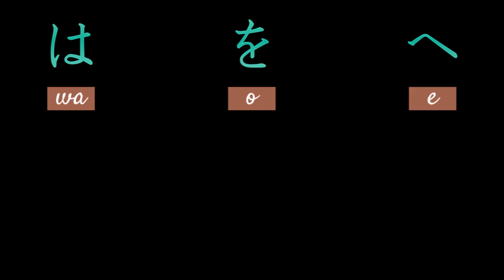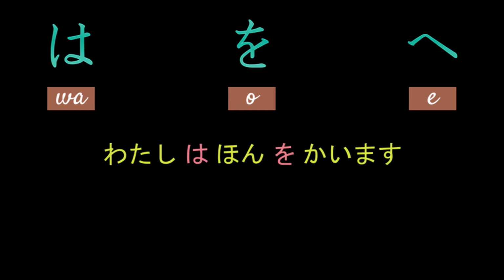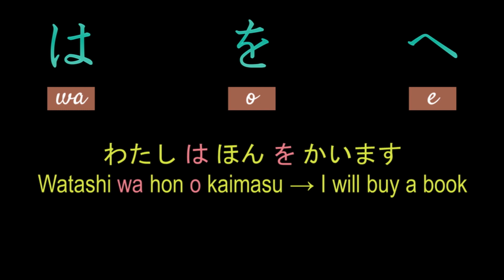Now, let us see a simple Japanese sentence. Watashi means I, hon means book, and kaimasu means to buy. There are two particles in the sentence, wa and o. So the sentence will be read as Watashi wa hon o kaimasu, which means I will buy a book.